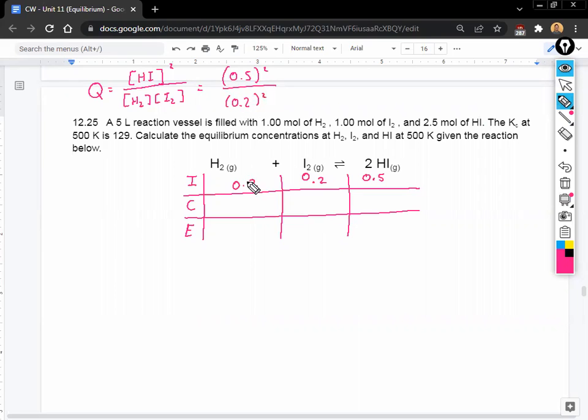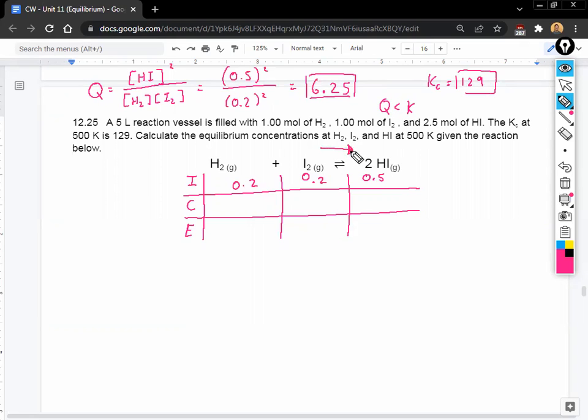And I guess we could square it because it's the same value. And so we're going to find that Q is 6.25, okay? So Q is 6.25. Now, it says here that the equilibrium constant is 129, and so Q is less than the equilibrium constant, right? So if Q is less than the equilibrium constant, which direction is the reaction going to go? Yeah, it's going to go towards the product.